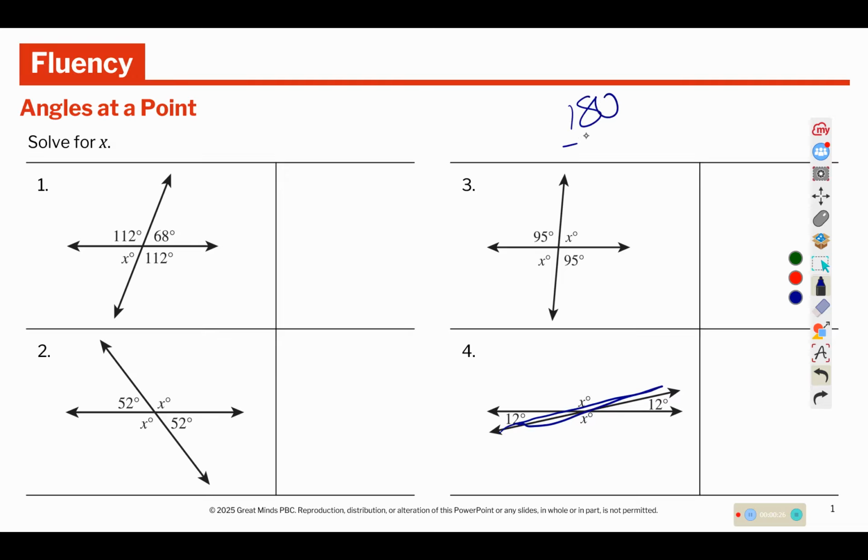So 180 minus 12 leaves us with 168 for x. And since x is a vertical angle with x, this one is also 168 degrees.